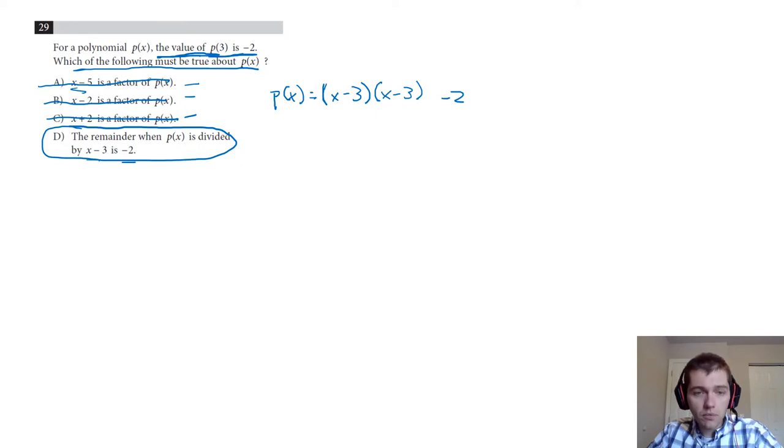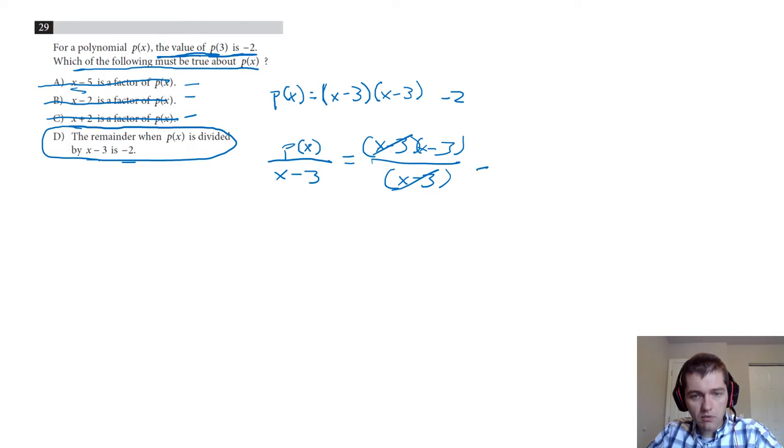If you want to take it further, you could check your answer D by dividing P of x by x minus 3, like the answer says. The x minus 3 divided by x minus 3 cancel out, leaving negative 2 divided by x minus 3. By definition, this minus 2 is the remainder, because you'll be left with x minus 3 and then this fraction, negative 2 over x minus 3, making negative 2 the remainder. So that makes this statement correct. The remainder when P of x is divided by x minus 3 is negative 2. D is your correct answer.